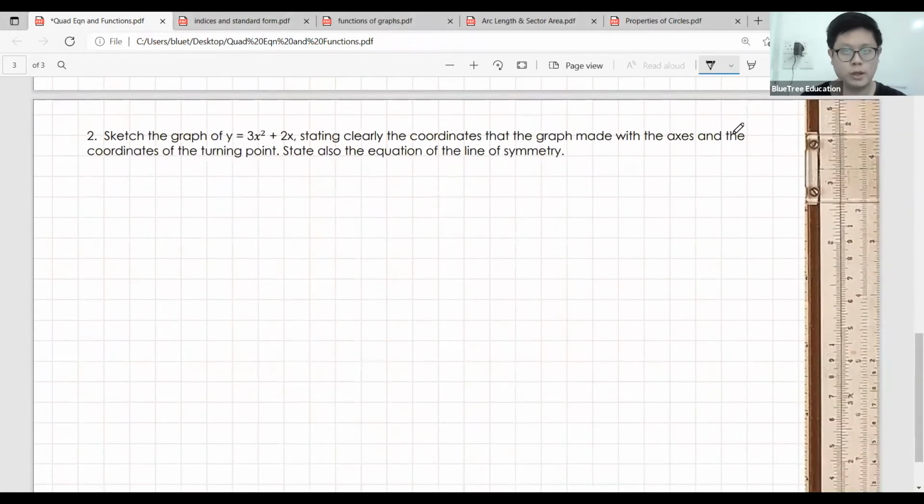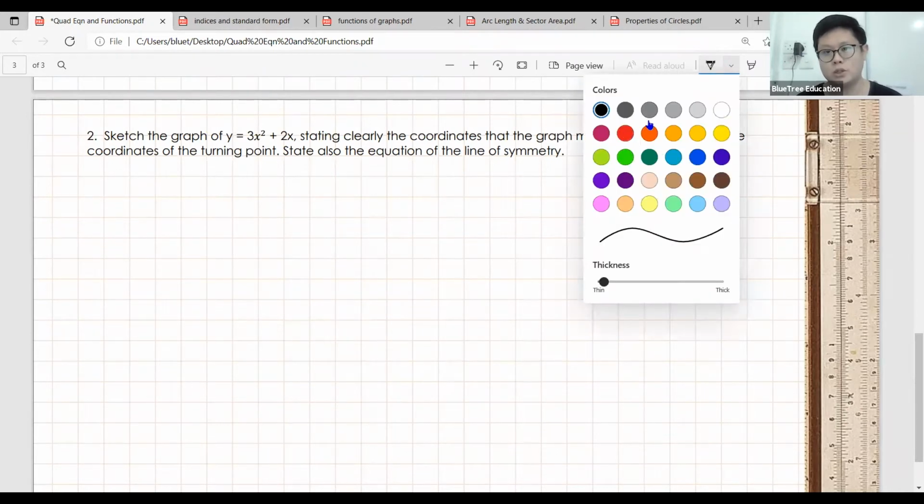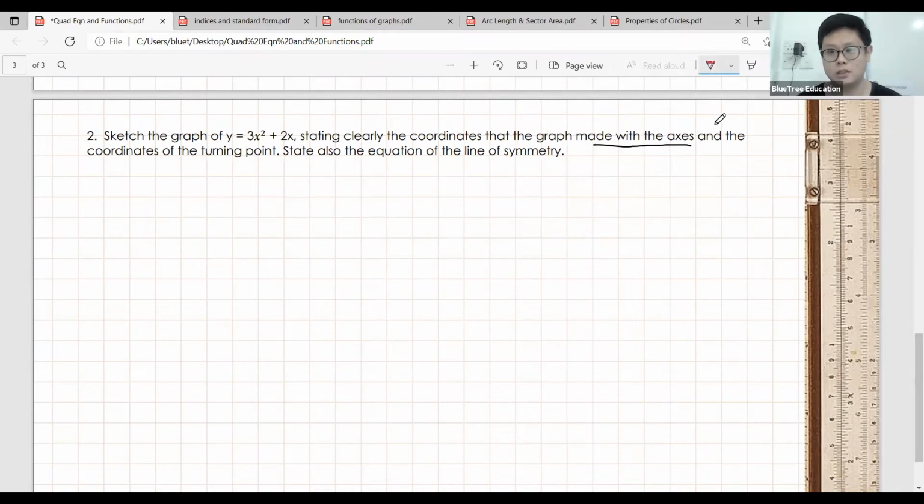So for question 2 here, before you sketch a graph, you want to factorize it first. Okay, so you don't want to leave it in the raw form like that. And the instructions here say that the coordinates where the graph meets the axes have to be stated clearly, which means that in this question, the x-intercept is a must to have.